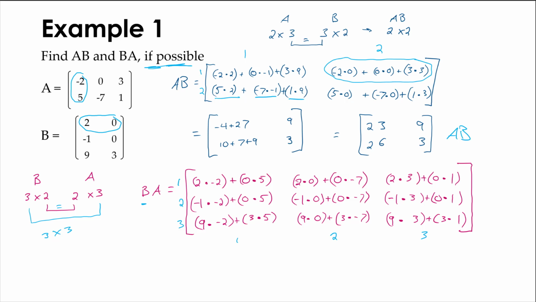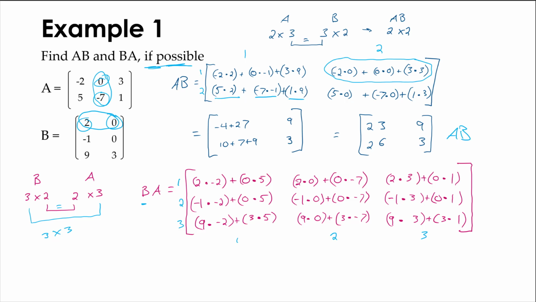So row 1, column 1 for my BA, now I've got 2 times -2, and I'm adding that with 0 times 5. And then moving on to row 1, column 2. Again, that's row 1 of my first one, column 2 of my second matrix. So I'll have 2 times 0 plus 0 times -7. That's what we have here.